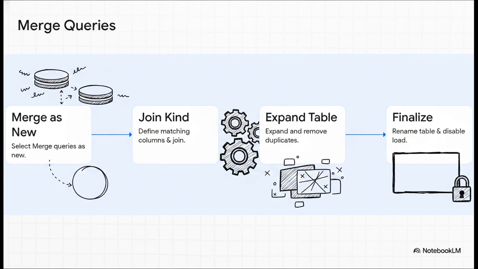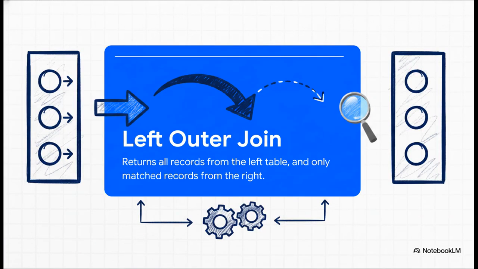Then we'll define exactly how they link together, clean up the duplicate columns that naturally pop up during a merge, and finalize everything so the system only reads our fresh, unified dataset. Now, pay attention here because this is the absolute make or break moment, setting the joined kind.